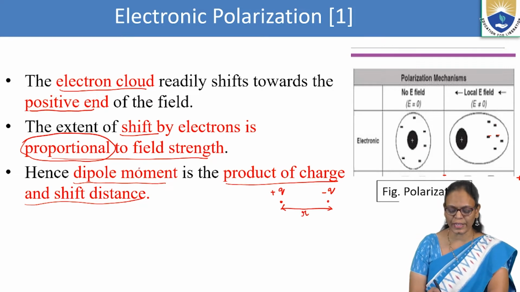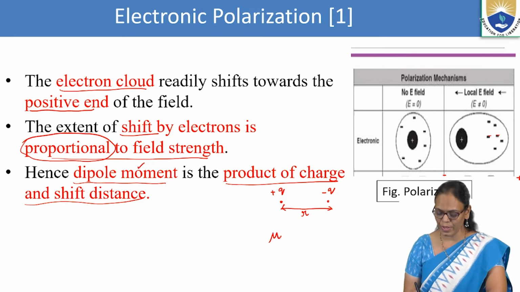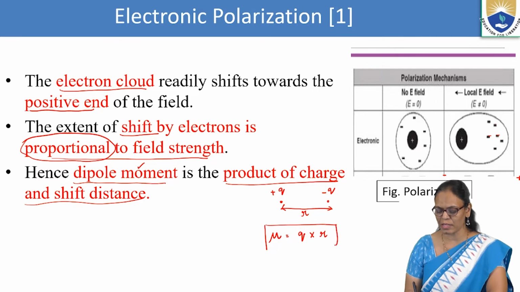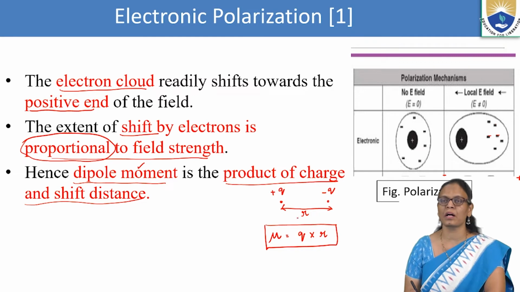Now if we have to write the dipole moment, which is denoted by mu, mu is equal to charge multiplied by the distance of separation between the two charges. So the dipole moment is the product of charge and the shift distance, or the distance between these two charges, how much they have shifted. You may sometimes denote the shift by x or the distance by r, whatever the representation may be. It is always the product of the charge and the shift in the distance.